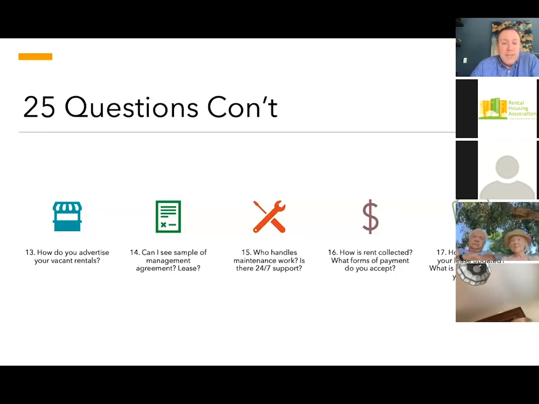Question number 16. How is rent collected? What forms of payment do you accept? As a professional third-party property manager, we set the tenants up with an online portal where they can actually link it to their checking account and pay their rent online. However, we also take personal check, cashier's check, and money order. We do not take cash and we do not take credit card.